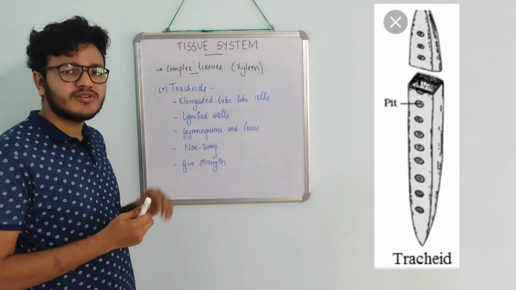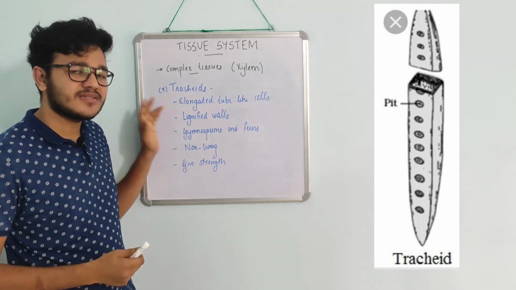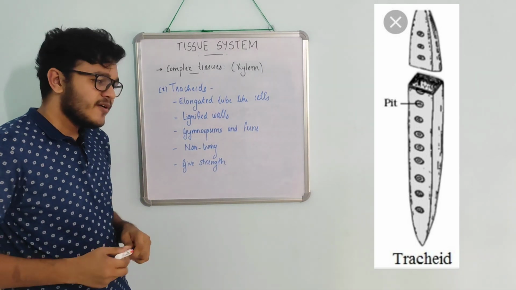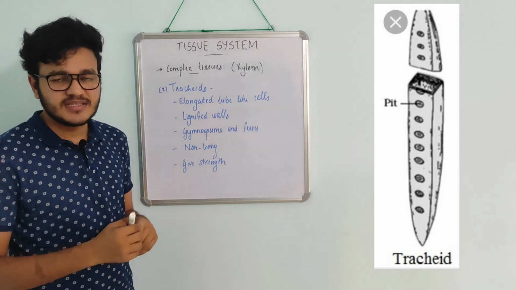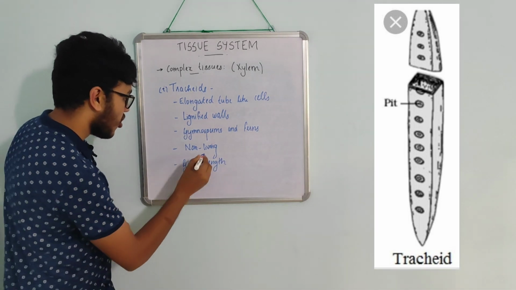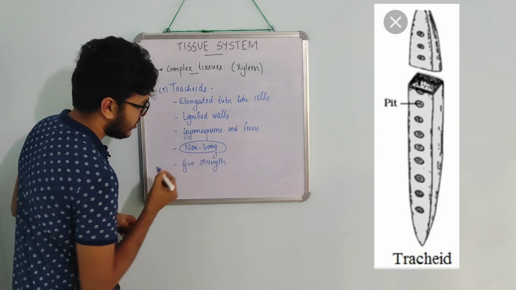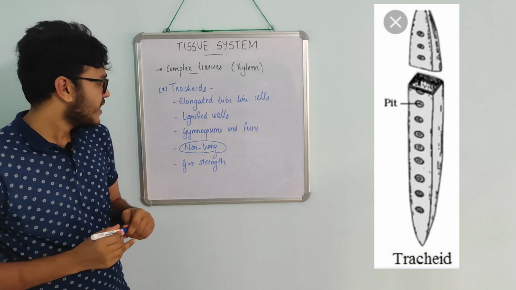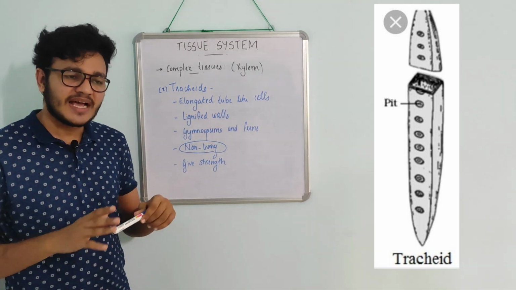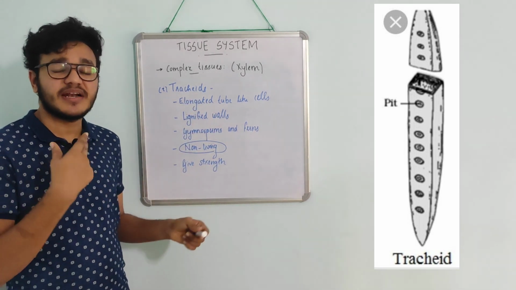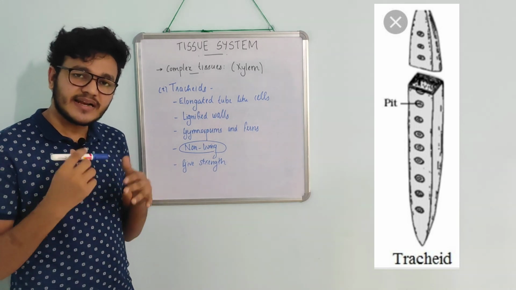So first, focusing on xylem, the first component of xylem we have to learn is tracheids. Tracheids are elongated tube-like cells. The important feature is that they are non-living. So this is a non-living component of xylem, and it is an elongated tube-like cell which has a bigger cavity and helps in conduction of water. The main function is the conduction of water.